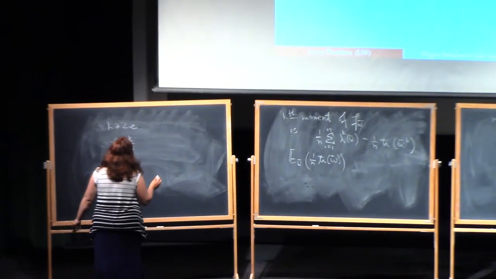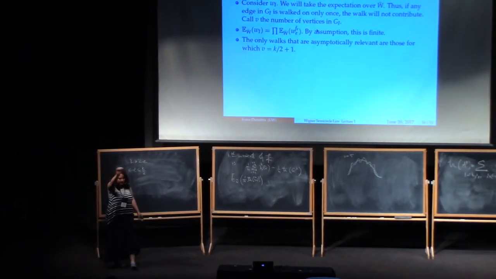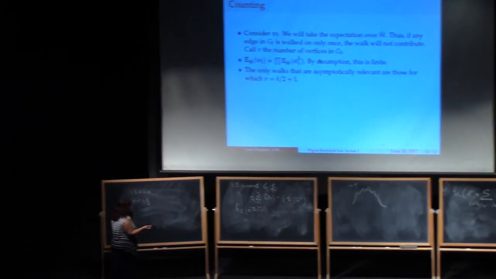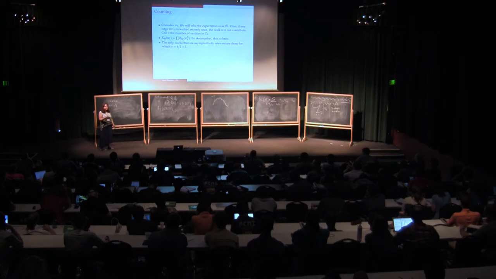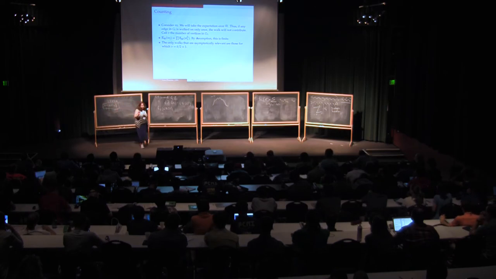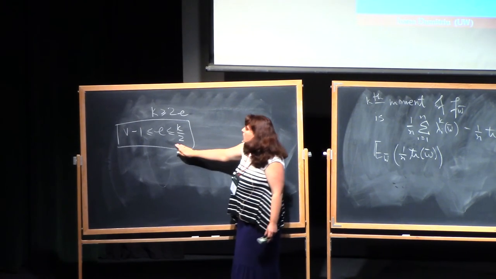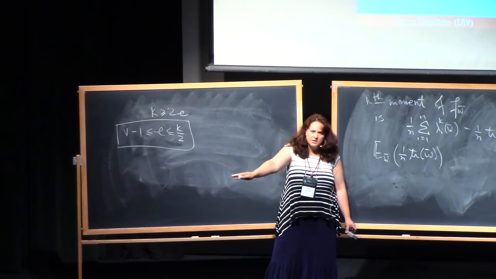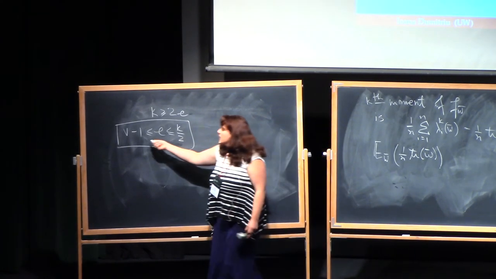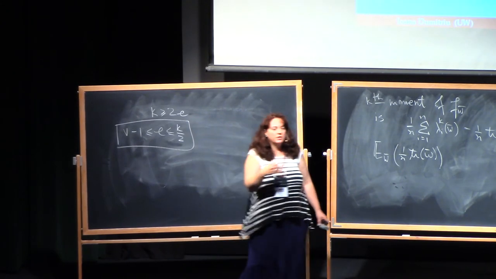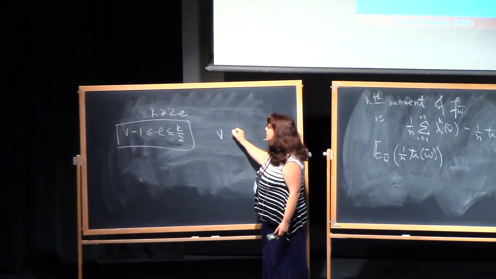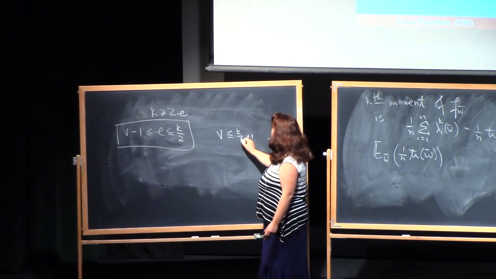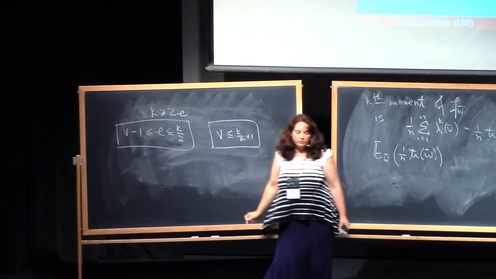On the other hand, we shall have that this graph G is connected. After all, I'm executing a walk. So if the graph is connected, then we know that the number of edges it has is at least the number of vertices minus 1. So we have this interesting set of inequalities here. The first one comes from the fact that each edge has to be walked on at least twice, otherwise that's a term that I'm not interested in the expectation. And the second one comes from the fact that the graph G sub I is going to be connected. All right, so what does that mean? It means that V is less than or equal to k over 2 plus 1.